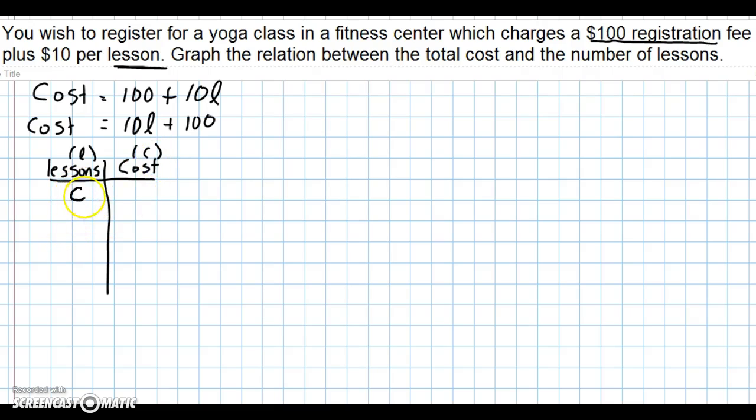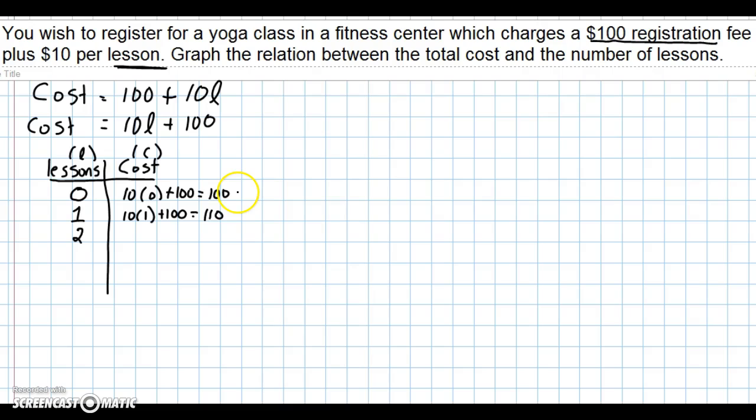Suppose we just walk in and we take no lessons, but we just pay the registration fee. Looking at 0, if we plug that in for the L, so 10 times 0 plus 100, we get a cost that's equal to $100. If we were to take 1 lesson, then we'd take 10 times 1 plus 100 equals 110. 2 lessons and so on.